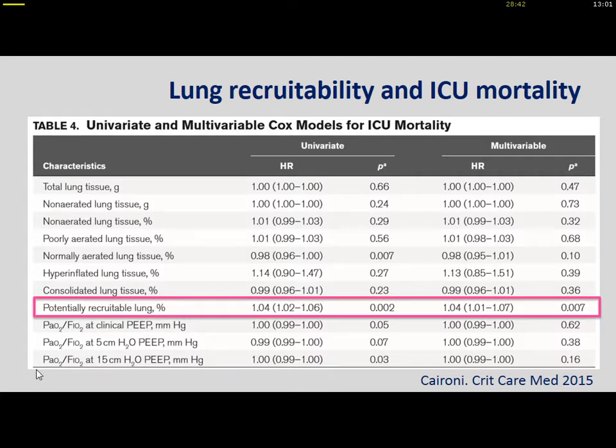Interestingly, the amount of potentially recruitable lung in this study was the only univariate variable associated with ICU mortality. And the patients with a high potential for recruitability have worse prognosis, meaning higher mortality. Why? Probably because these patients are at higher risk of ventilator-induced lung injuries, especially atelectrauma.